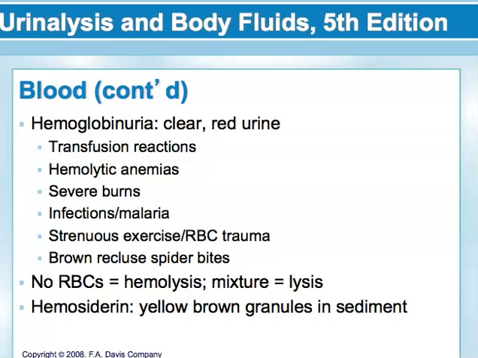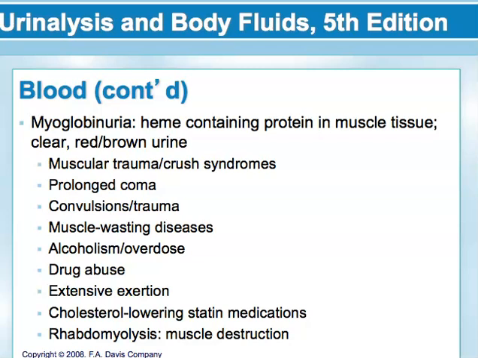Reabsorption of the filtered hemoglobin also results in the appearance of large yellow to brown granules of denatured ferritin. Ferritin is the storage form of iron found in the spleen, liver, and bone marrow. This is called hemosiderin, which is an insoluble form of ferritin in the renal tubular epithelial cells and in the urine sediment. And then myoglobinuria produces a clear red to brown urine.